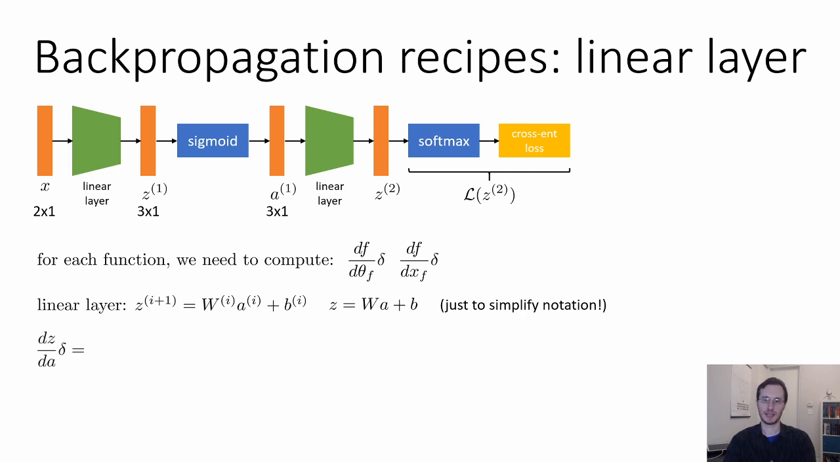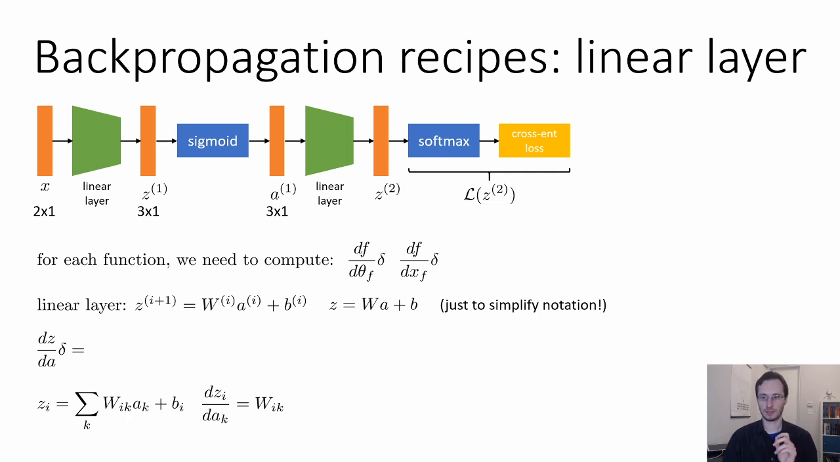All right, last one, dz/da times delta, right? So that's the derivative with respect to the input. Again, we write out our expression for z. And from here, we can see that dz_i/da_k is just w_ik, right? Because it's a linear function, very straightforward.